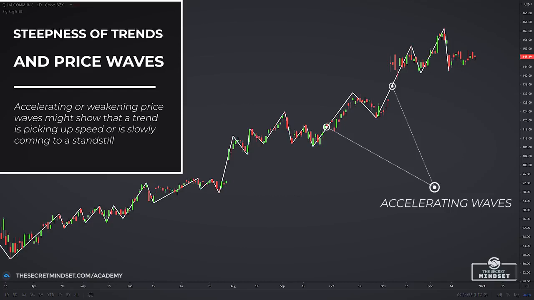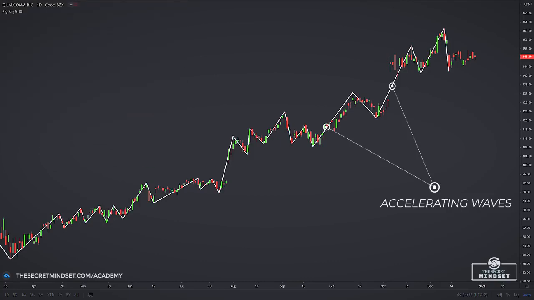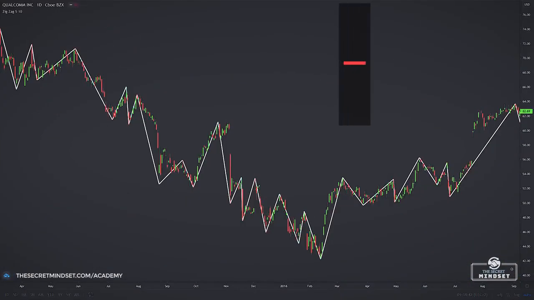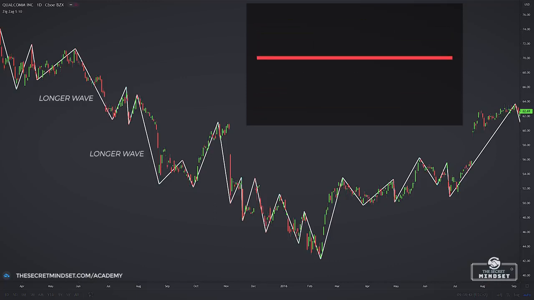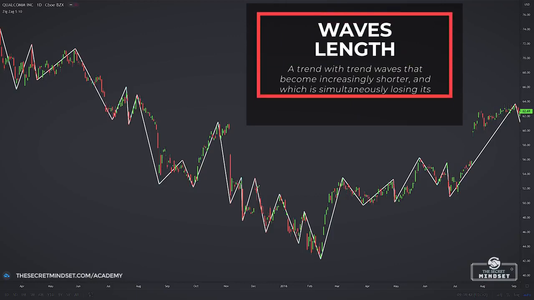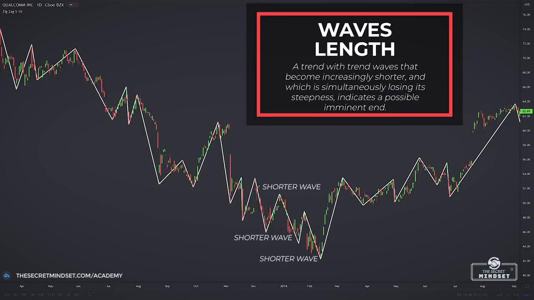The development of the steepness of trends and price waves compared to the overall chart context is also important. Accelerating or weakening price waves might show that the trend is picking up speed or is slowly coming to a standstill. Interesting correlations can be made together with the concept of length. A trend is intact if we find long trend waves or trend waves that become longer with a moderate or increasing angle. A trend with trend waves that become increasingly shorter or which is simultaneously losing its steepness indicates a possible imminent end.